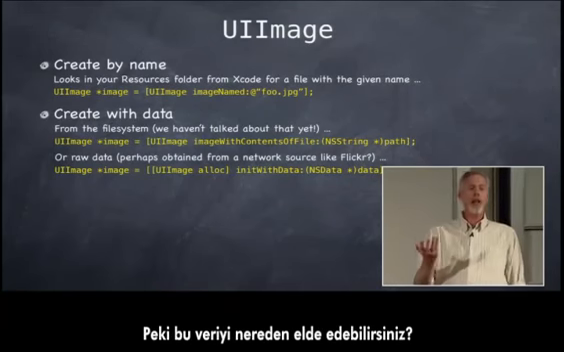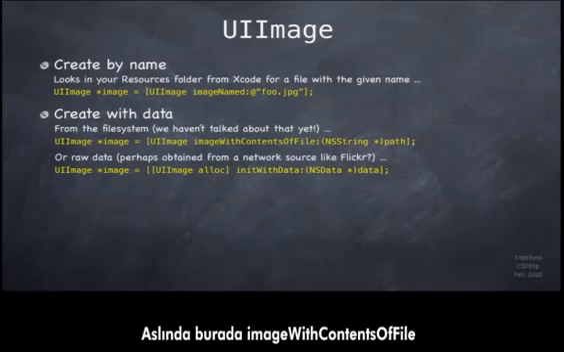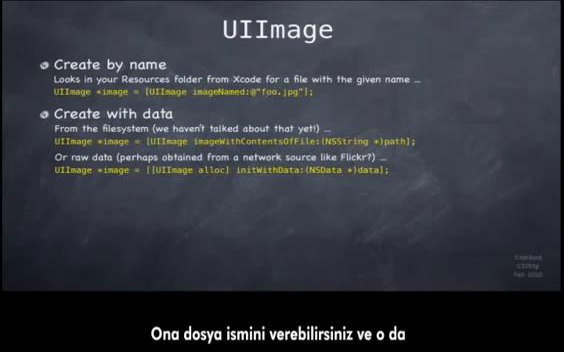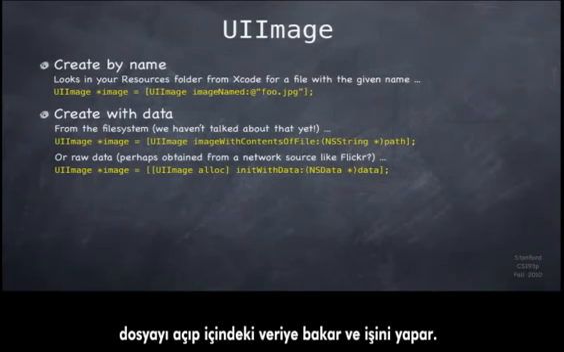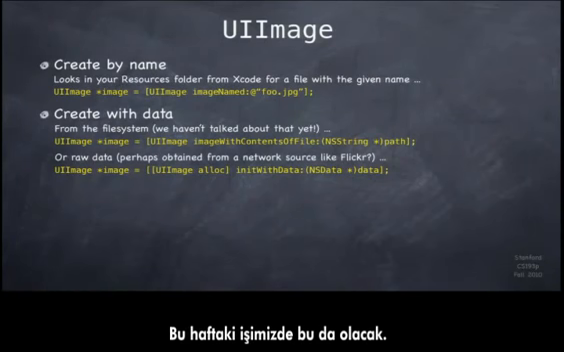Now, where might you get that data? Well, it might be in a file in the file system. And in fact, there's a special UIImage class method called imageWithContentsOfFile. You can just give it the file name and it'll go open the file up, look at the data in there and do it. Or you can actually get the raw data off of the network, like from Flickr, which you're going to do for this week's assignment.